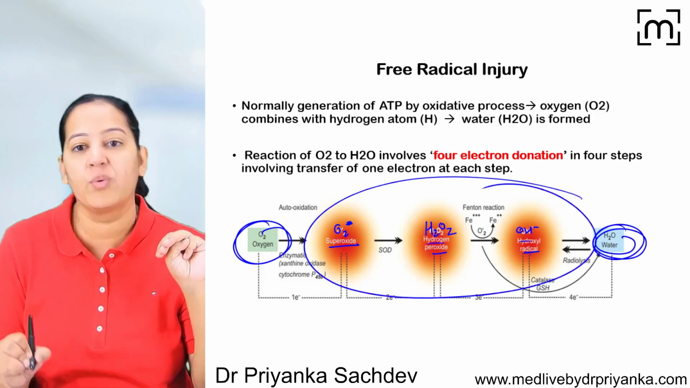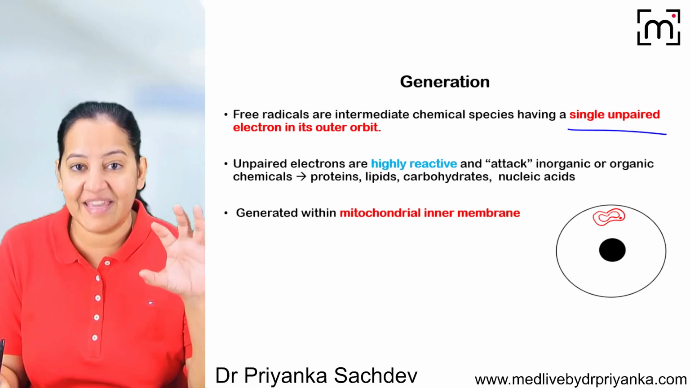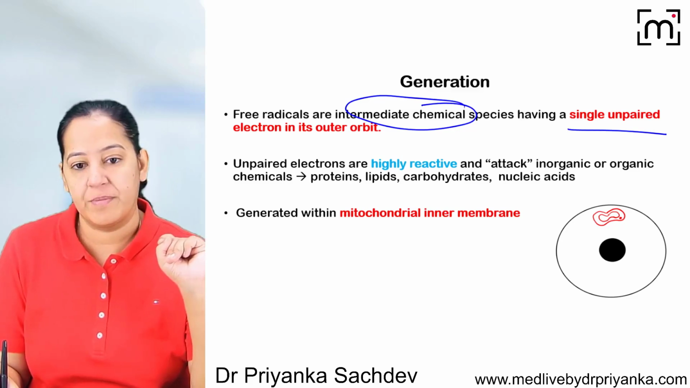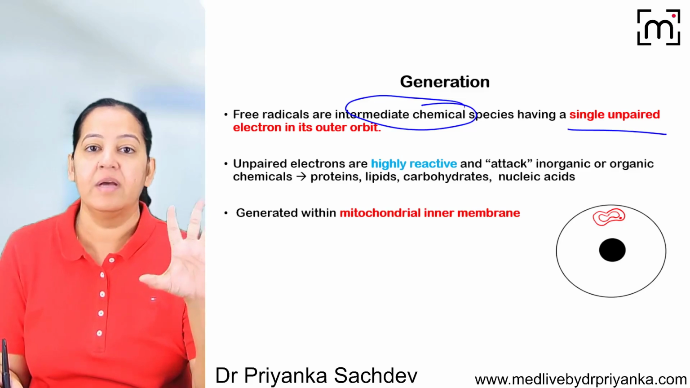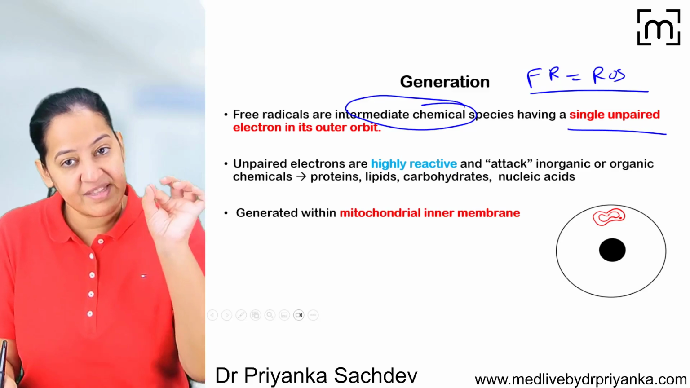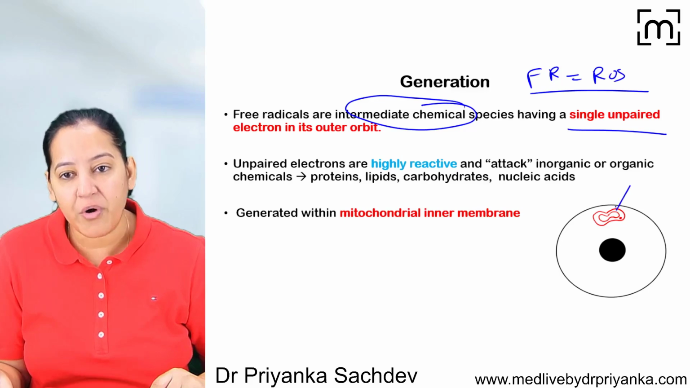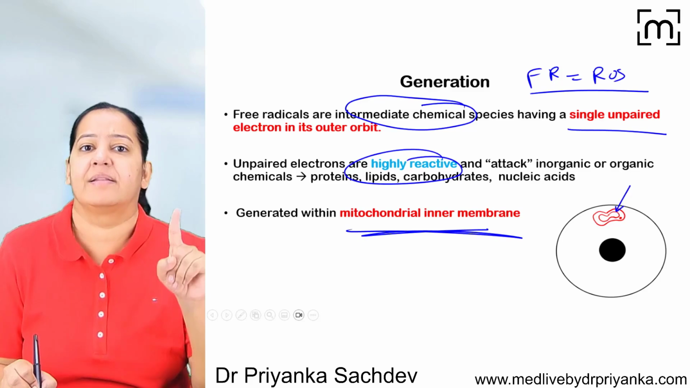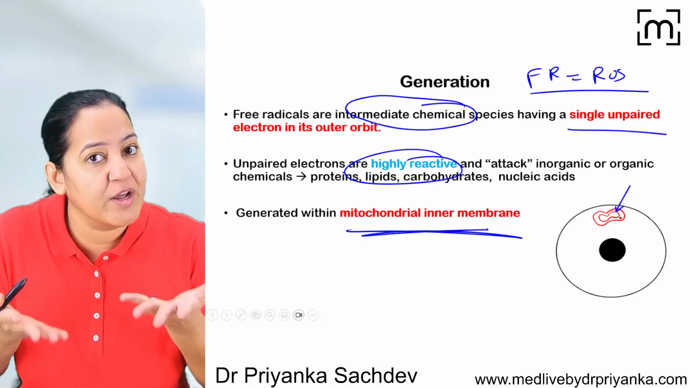These 3 intermediates are known as free radicals. What is a free radical? A free radical is an intermediate chemical which has a single unpaired electron in its outermost orbit. Any molecule having a single unpaired electron in its outermost orbit is very reactive. That's why free radicals are also known as reactive oxygen species. It is one and the same thing. So they are formed in the inner membrane of the mitochondria. They are very reactive because they have a single unpaired electron in their outermost orbit, and they are formed as an intermediate during oxidative phosphorylation.